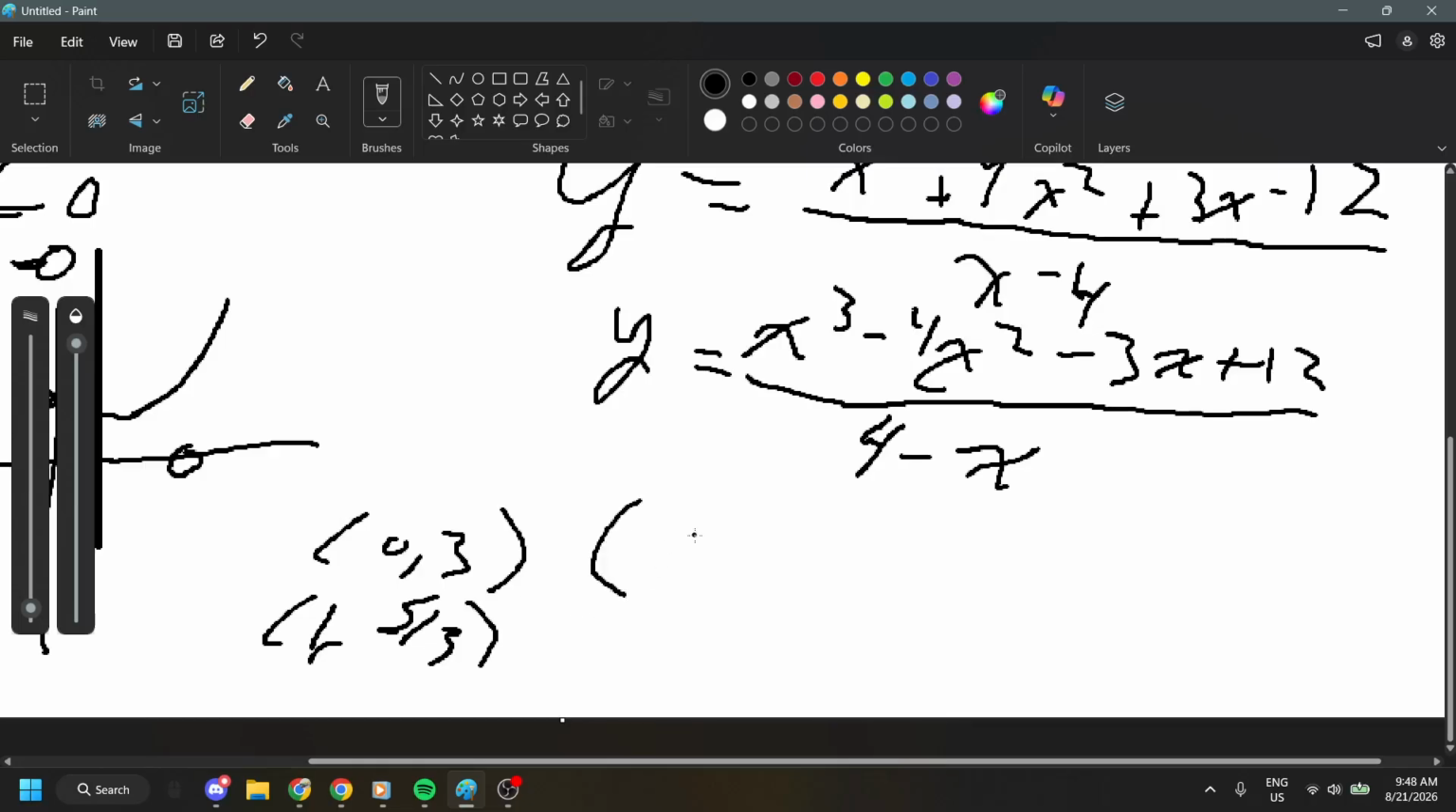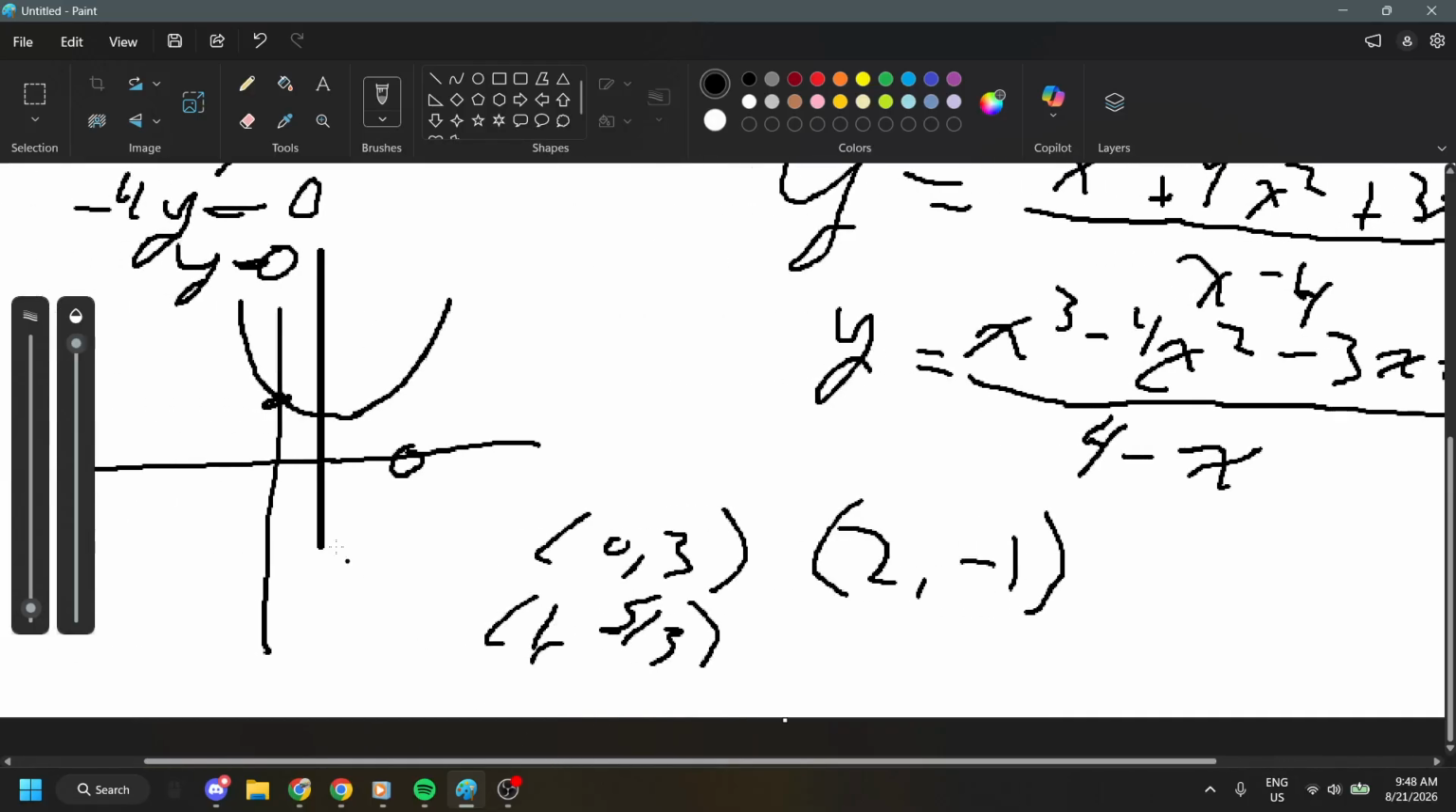So 2, we put in, we get 2 up here, and we get negative 2 up here, and we get 2 on the bottom, so it's negative 1. 5/3 is the same thing as 2.33. So I think this is actually going to be probably like that.